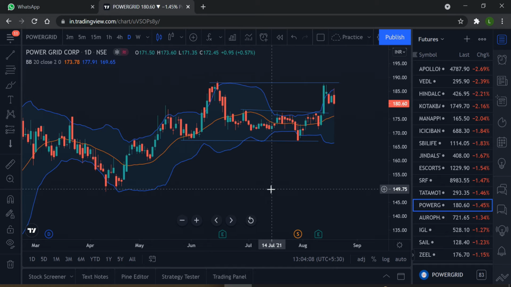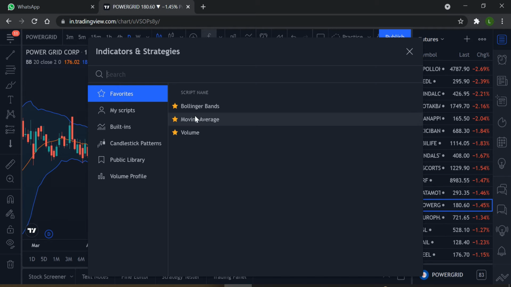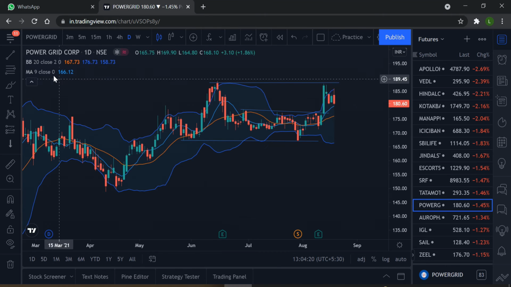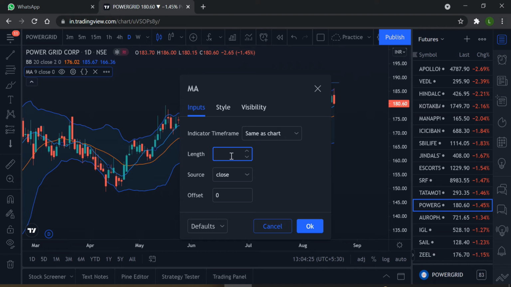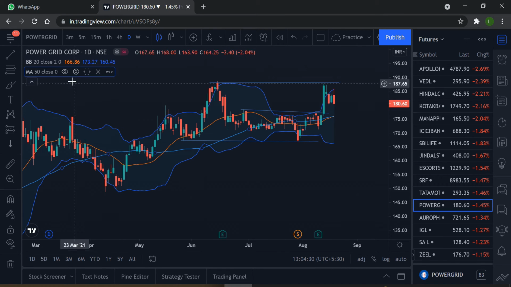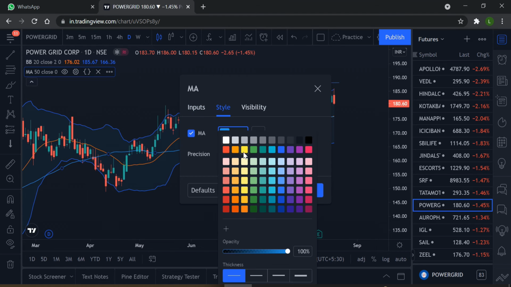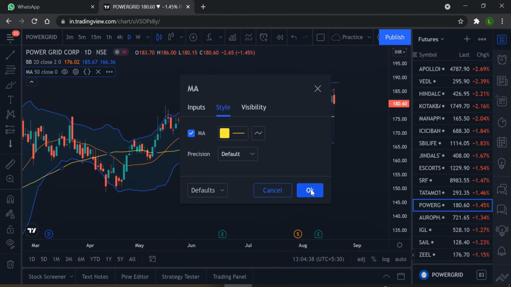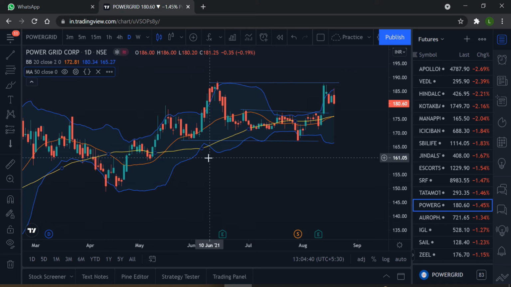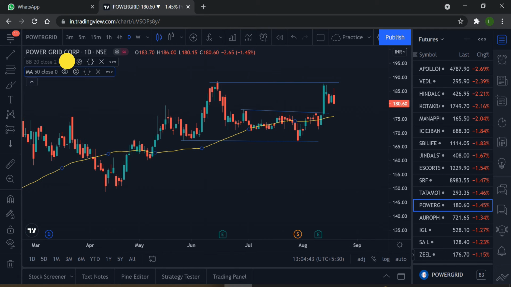Another important indicator is the 50-day moving average. Let's take the 50-day moving average. I have just taken that moving average here, but by default we get the 9-day moving average. We just need to change this to 50-day moving average and then click on OK. I generally use this 50-day moving average with yellow color. That's my default setting, so I just change that to yellow color. Let me disable the Bollinger Band here.